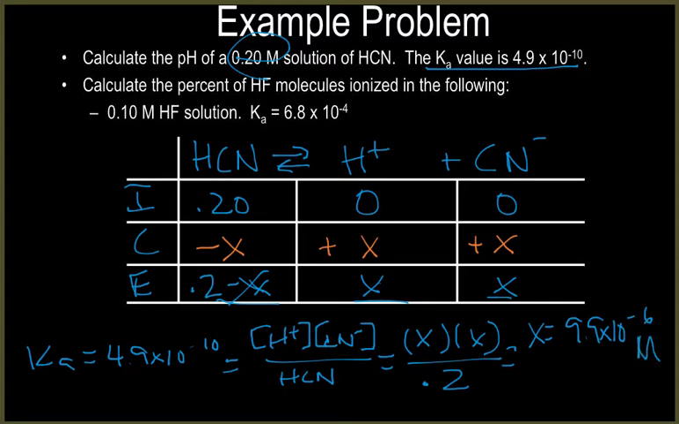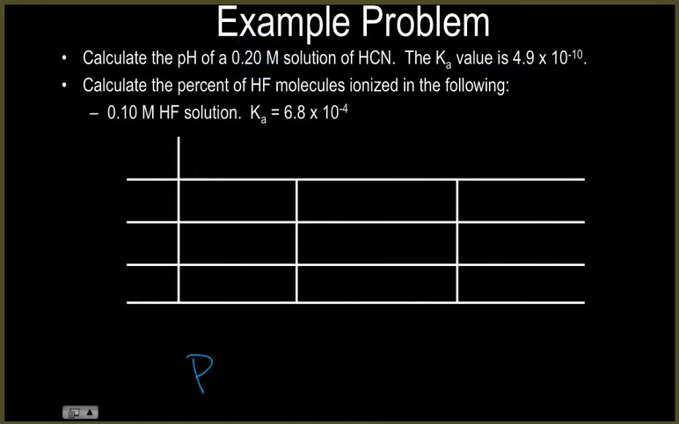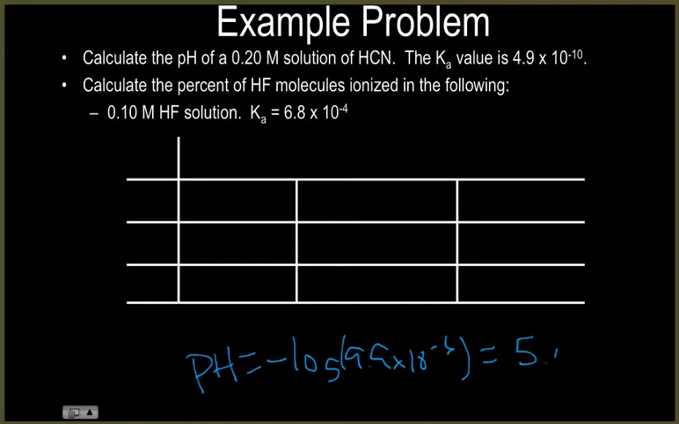Now this is a concentration, so this is molar. And then from that, we can get the pH. I can say the pH equals the negative log of 9.9 times 10 to the negative 6, which was my H plus value, which gives me 5.00. And remember what we talked about with sig figs? We have to leave those 2 decimal places to have 2 sig figs.